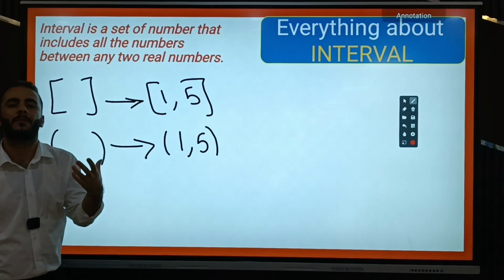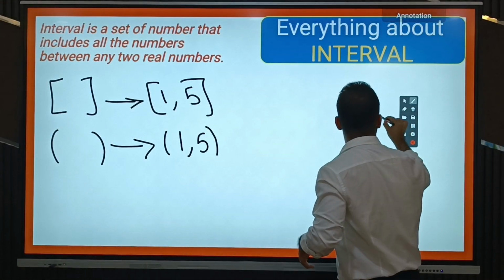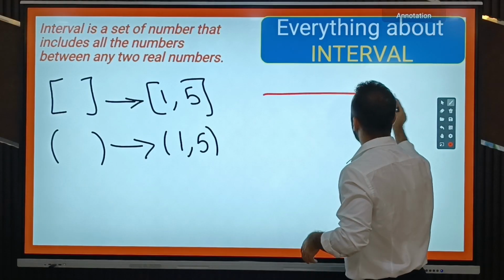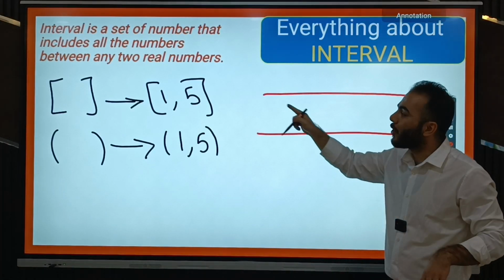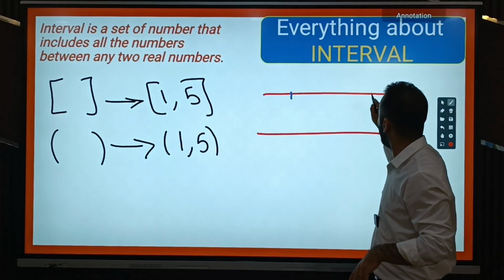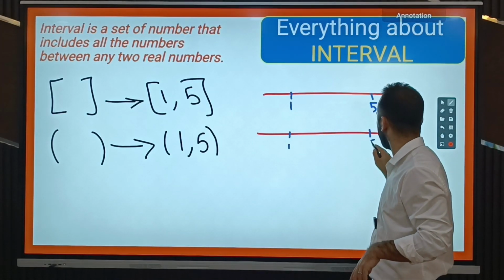Okay, and how do we represent them on number line? So let's just draw a number line and see what is the difference between them on number line. So imagine this is our number line. Perfect. So for the closed interval, for both of them, we have got 1 to 5. So perfect.